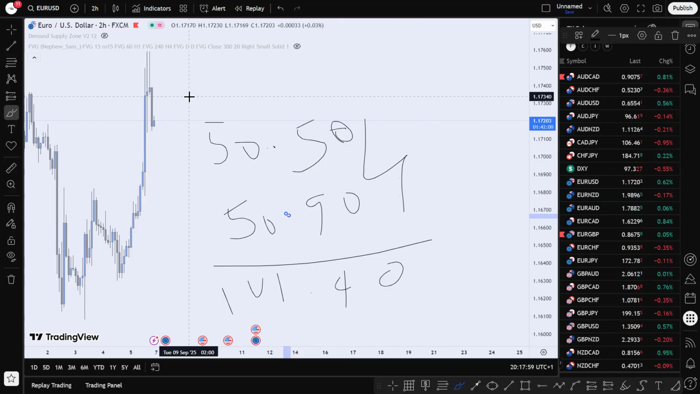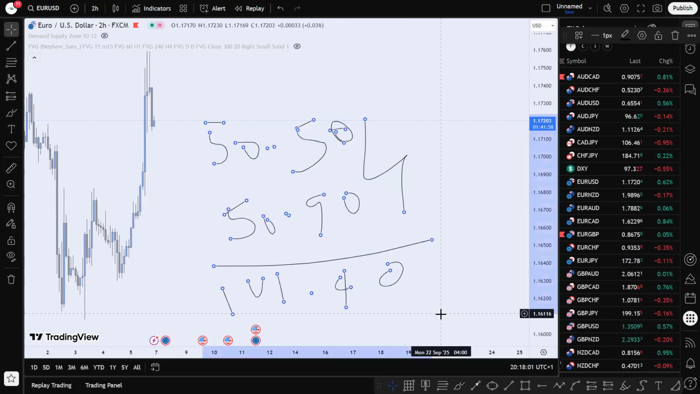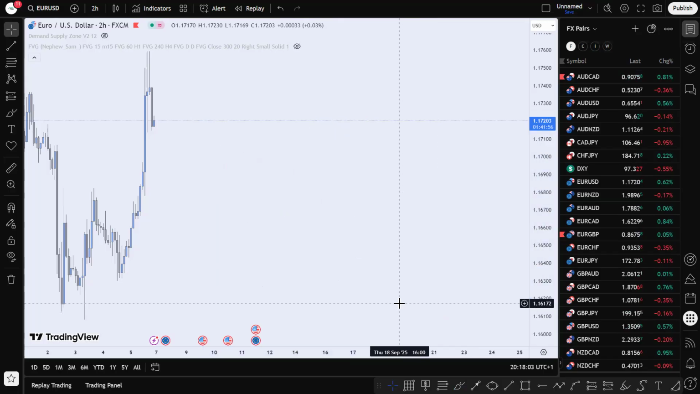The same thing applies to the pipette. It is a fraction of a pip, so its significance can sometimes be overlooked. Do you get what I'm saying? So in calculating pips, we seldom ignore this pipette, this last digit.